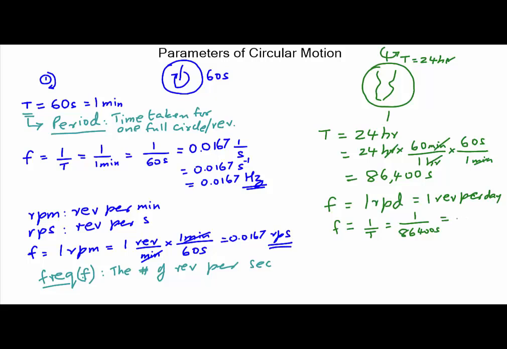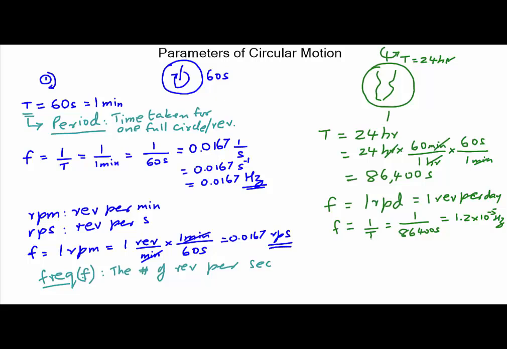and that gives me an answer of 1.2 times 10 to the negative 5 hertz. So you can see that the Earth takes a lot more time to spin around its axis once compared to the second hand in a watch or a clock. So the time period is a lot bigger, and because of that the frequency is a lot smaller.